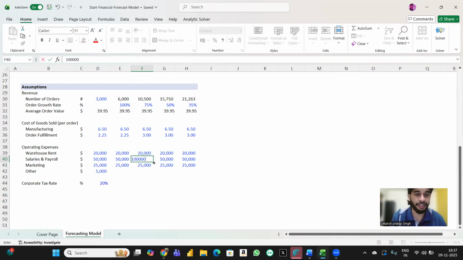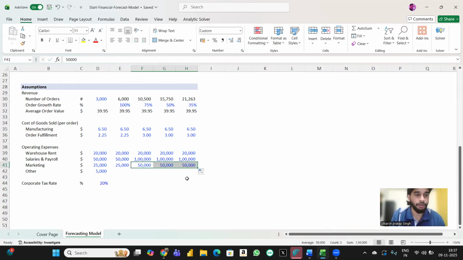We are generally assuming data. What will happen if there is a change in data? If we change the salary payroll due to order growth rate, because if we have a higher growth rate, surely we are going to pay higher to our employees. So if it changes from 50,000 to 1 lakh, we are changing the data a little bit for the salaries and payroll. The same goes for the expenses we are incurring for marketing, like for the third year, assuming from 25,000 to 50,000. So now the table should look like this.